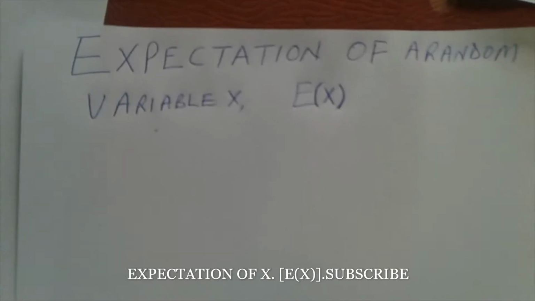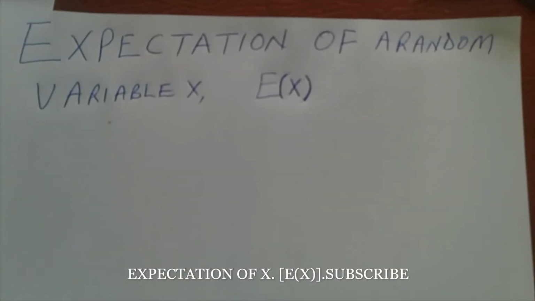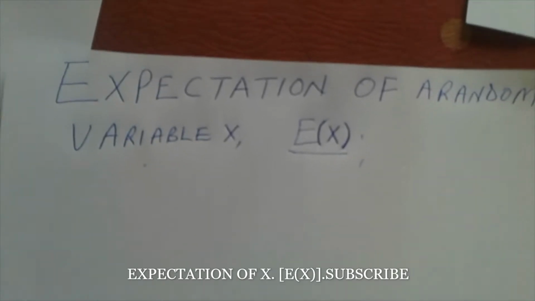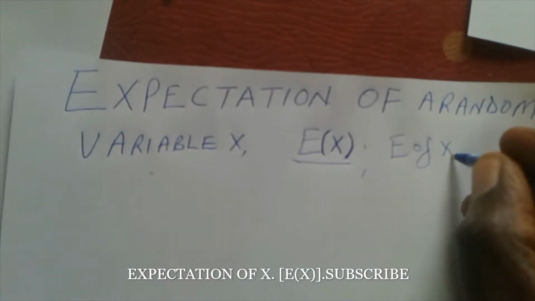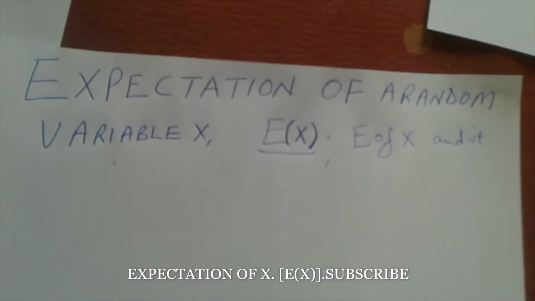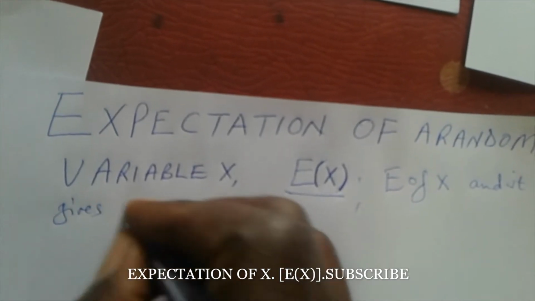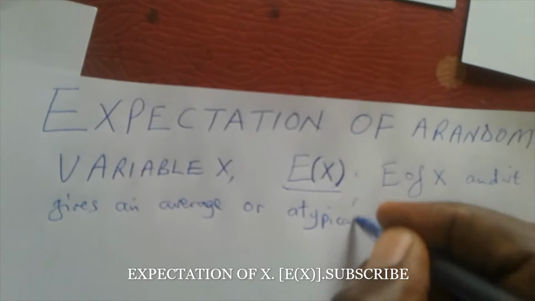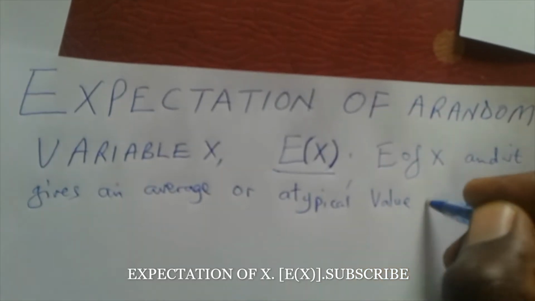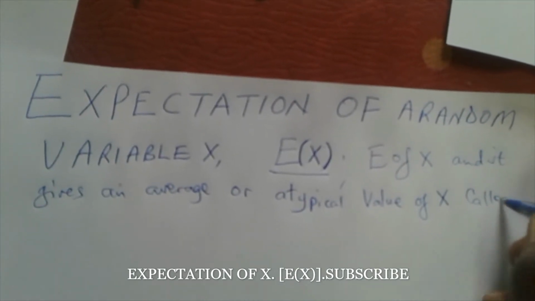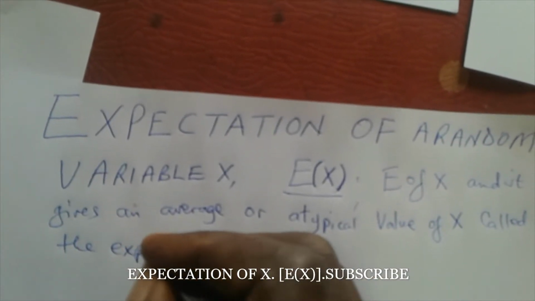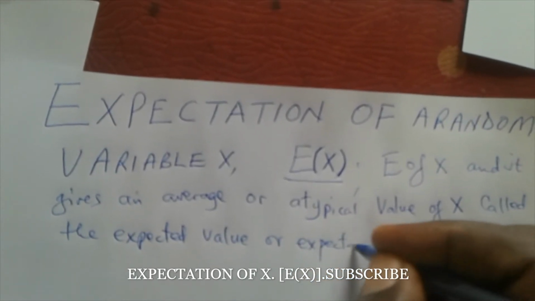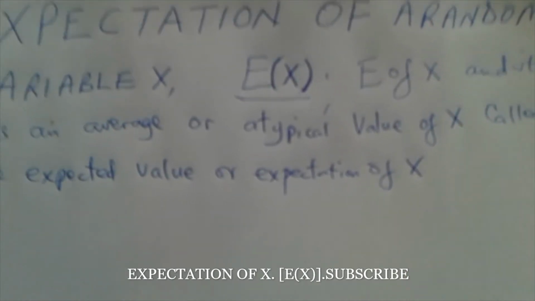Dear viewers, in this video we want to look at expectation of a random variable X, denoted as E of X. E of X is read as "E of X" and it gives an average or a typical value of X, which is called the expected value, or expectation of X.